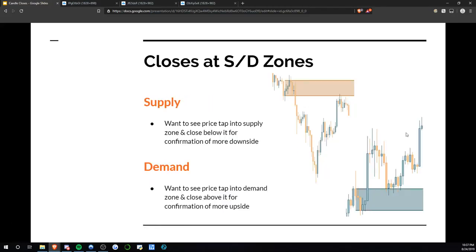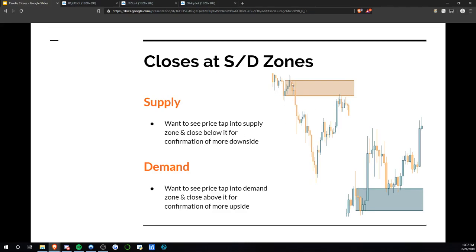So that's pretty much it on the continuation patterns. Let's go ahead and cover how I handle candle closes at supply and demand zones. What we want to see when price approaches these zones is price tap into, for example, the supply zone and close below it for confirmation of more downside.